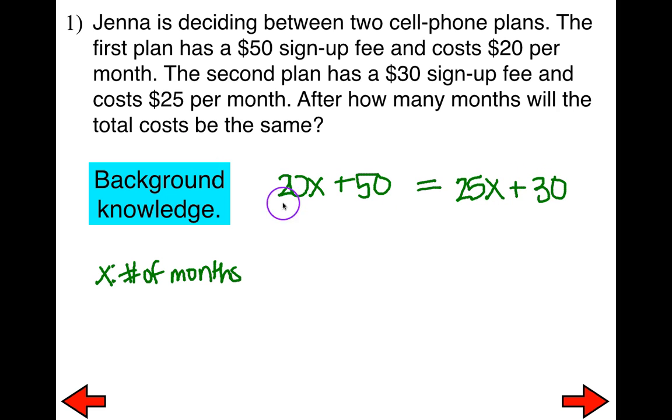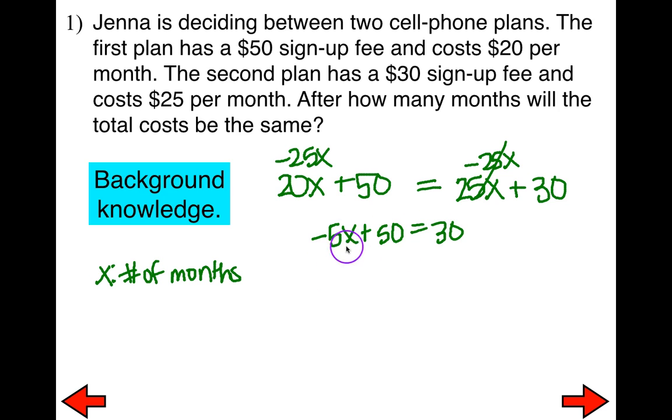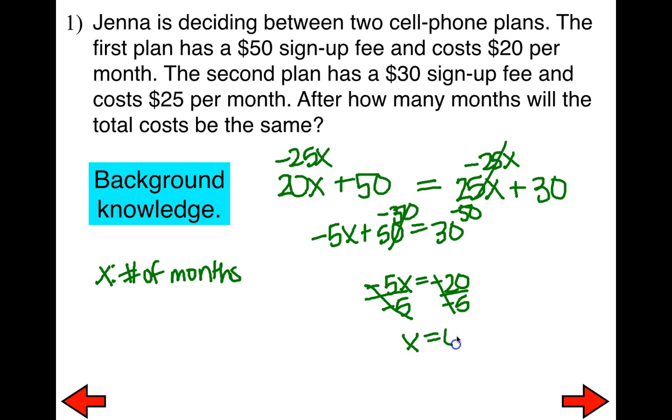In this case, since we do have variables on both sides, I'm going to move my variable over to the left. So I'm going to subtract 25x from both sides, leaving me with negative 5x plus 50 equals 30. Now, in order to isolate x, I'm going to subtract 50 from both sides, leaving me with negative 5x equals negative 30. Now, all I need to do is get rid of the coefficient by dividing both sides by negative 5. Negatives cancel each other out, leaving me with x equals 4.